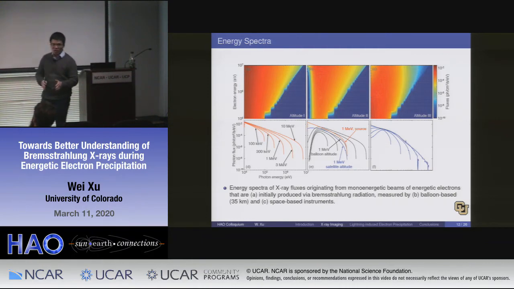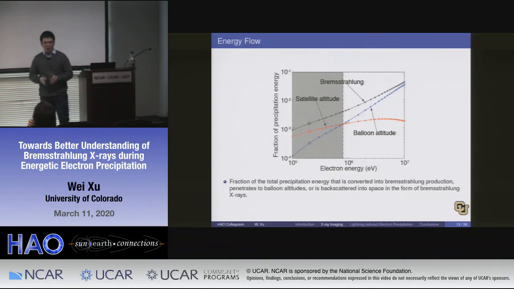The bottom panels show the same results, but only for selected energies. A question I ask myself is: what fraction of the total precipitation energy can be received at different altitudes? For example, I plotted this figure. This figure shows the fraction of the total precipitation energy that is converted into X-ray production, and the fraction of the total energy that can be received at balloon and satellite altitude.